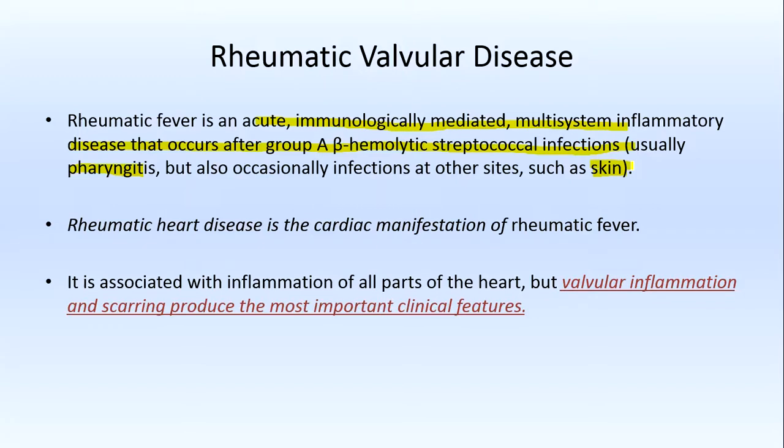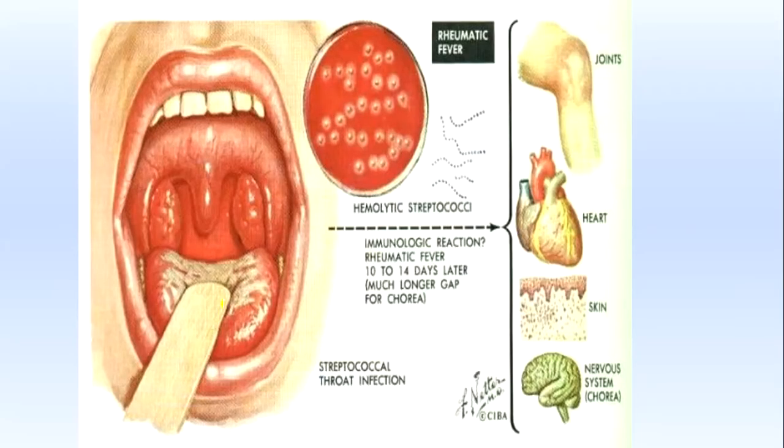The affected person is mostly a child, and rheumatic heart disease is the cardiac manifestation of rheumatic fever. Most of the clinical features are produced due to valvular inflammation and scarring. You are mostly given a scenario that a 5 or 10-year-old child develops streptococcal sore throat, and after 2 weeks he complains of joint pains and develops skin nodules and some nervous disorders. Then in this scenario you should think of rheumatic fever.